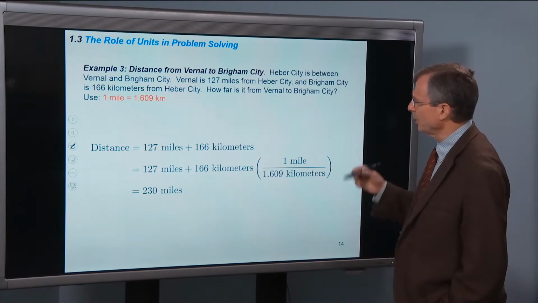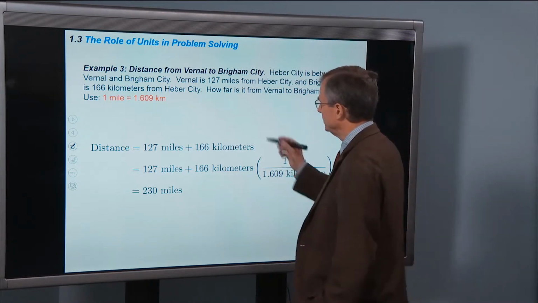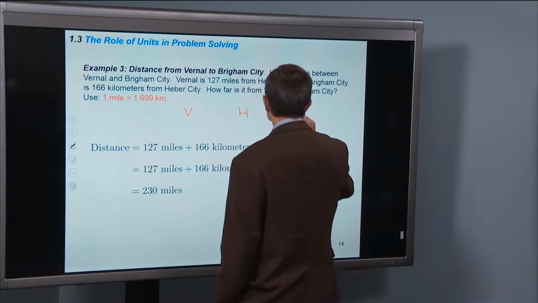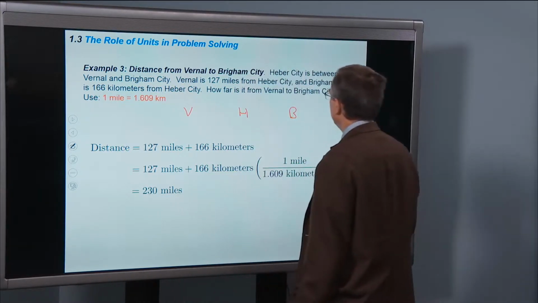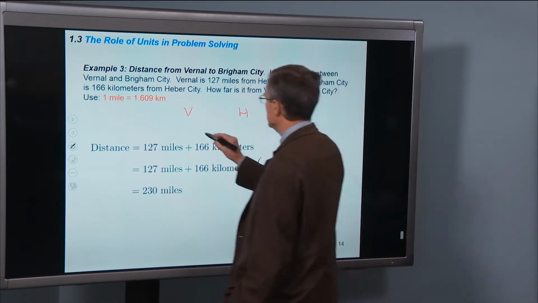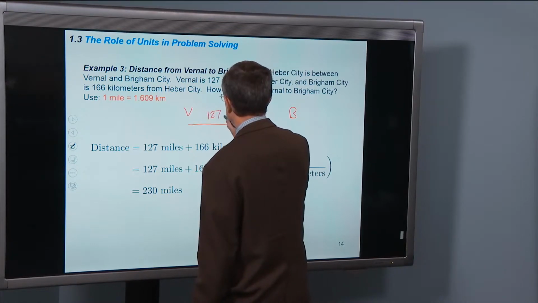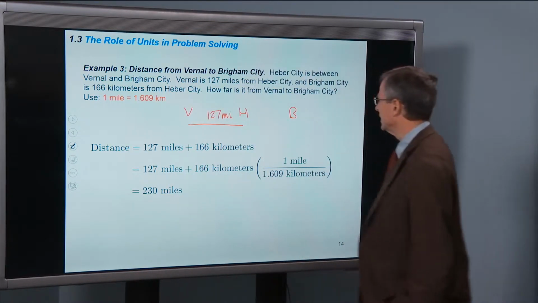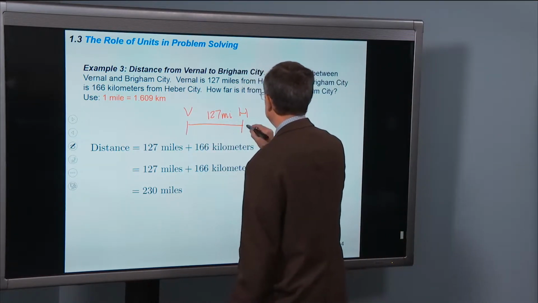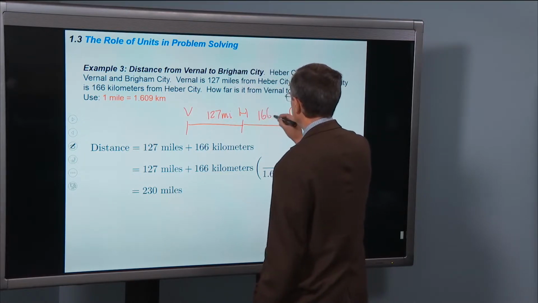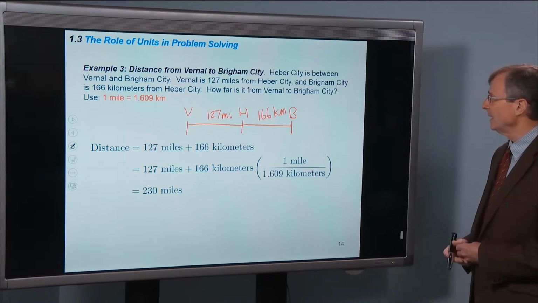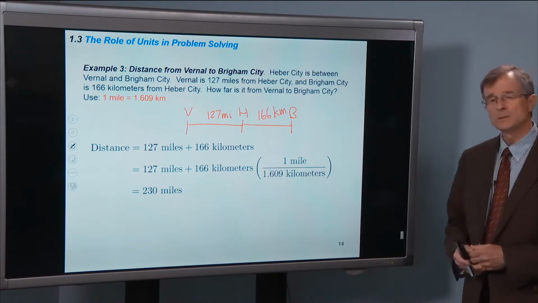Heber City is between Vernal and Brigham City. So here's Vernal, here's Heber, here's Brigham City, and Heber City is between those two. Vernal is 127 miles from Heber City. Perfect. And Brigham City is 166 kilometers from Heber City. How far is it from Vernal to Brigham City?